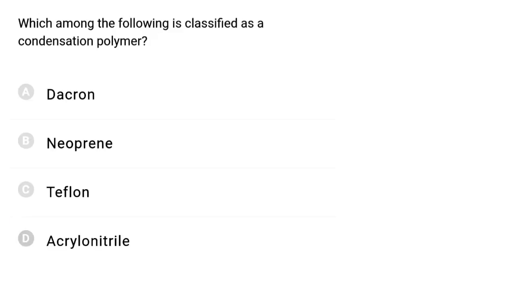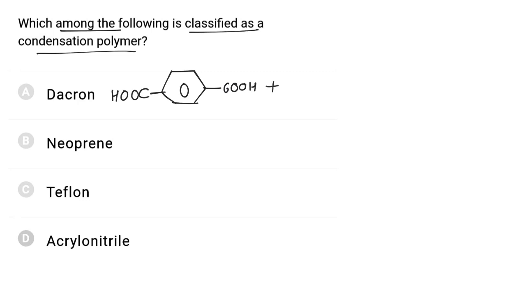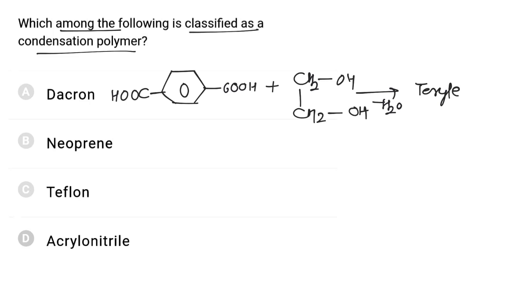In this question, we have to find which of the following is classified as a condensation polymer. Condensation polymers are formed when a simple molecule like water or ammonia is removed. Now, reacting terephthalic acid with ethylene glycol will form a polymer after removal of various water molecules. The polymer terylene or dacron is formed, and hence the correct answer is A.